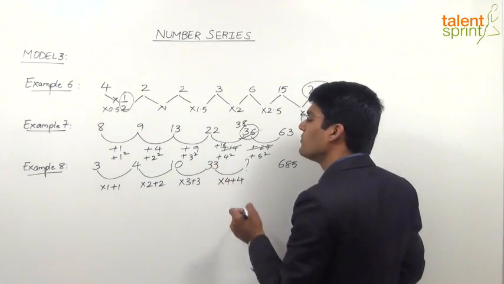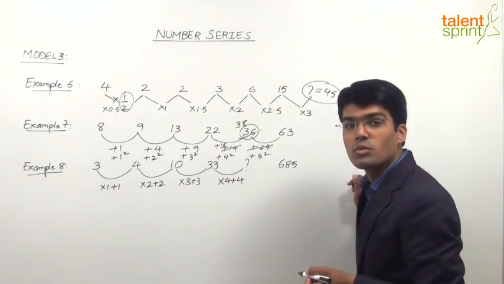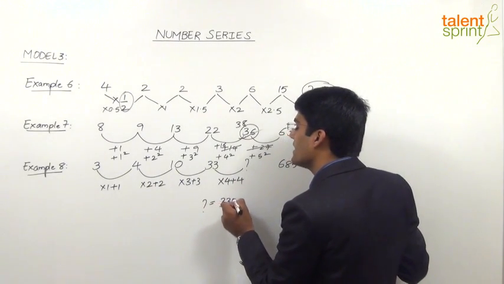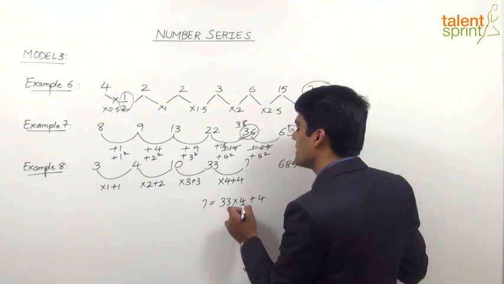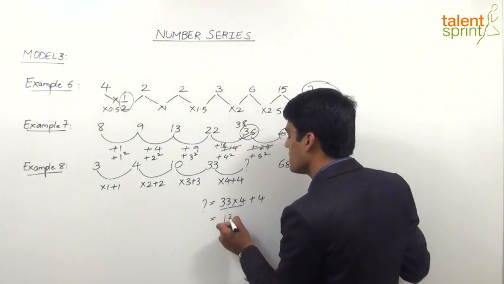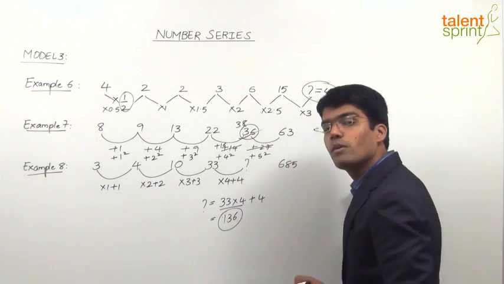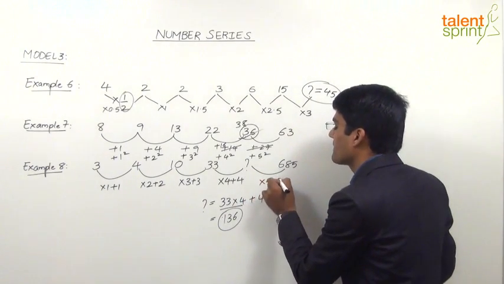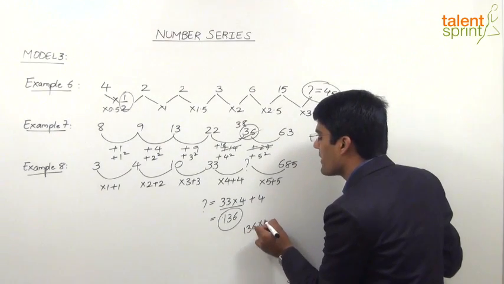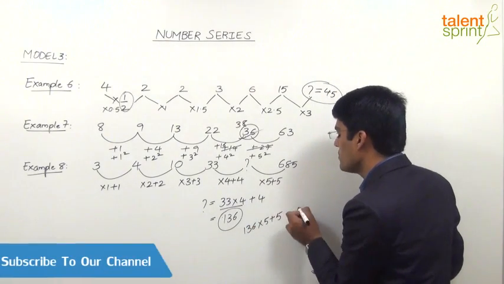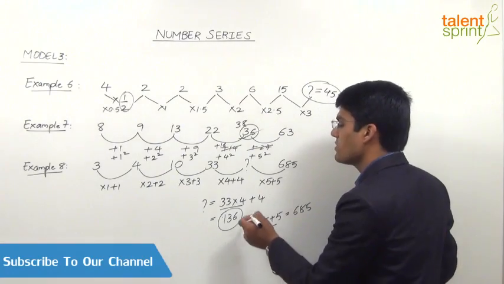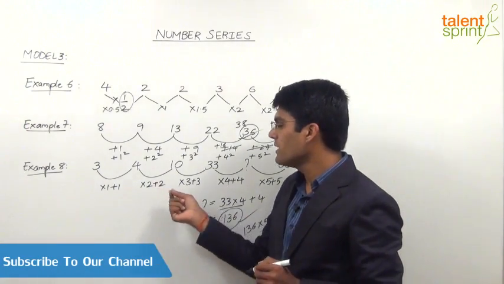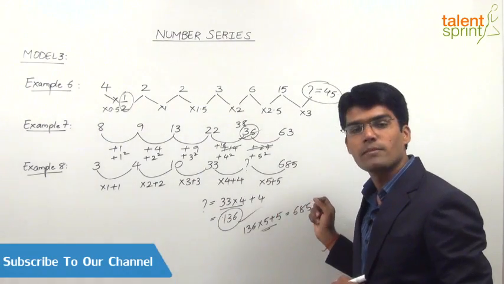Now 33 into 4 is 132. 132 plus 4 is 136. So we can say that the question mark here is 33 into 4 plus 4, which is 136. So question mark should be equal to 136. And the next one has to be into 5 plus 5, and 136 into 5 plus 5 will be equal to 685. So we are pretty sure that 136 is the correct answer. So the logic here is into 1 plus 1, into 2 plus 2, into 3 plus 3, and so on.